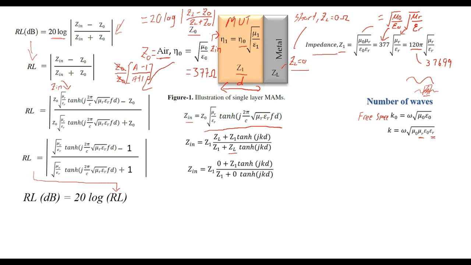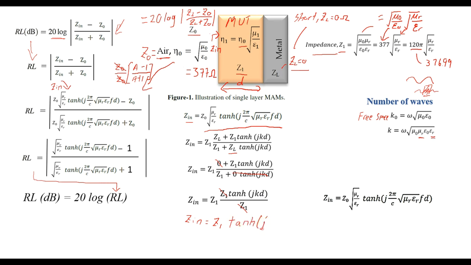Next, we put in 0 here. So we know that we can remove this one and here, and we will get something like this. And then after that, we can remove this. So in the end, we will only get Z in equal to Z1 tangent hyperbolic j K d. Okay, and K will be this part. So we can expand it.